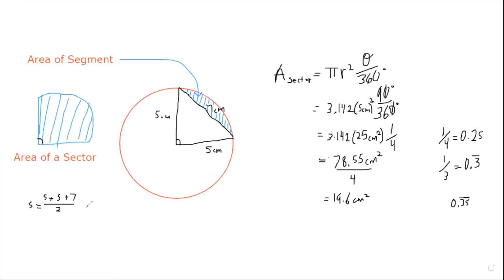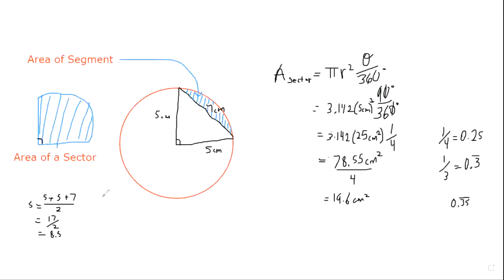Semi means to divide in half. When you say semi, it's another word for halving something. So that's 17 over 2. 17 divided by 2, I guess that's going to be 8.5? Anybody get 17 divided by 2? 8.5. All right, so that's going to become my S value.